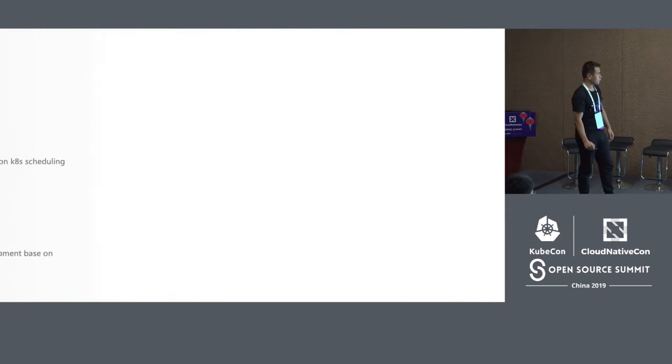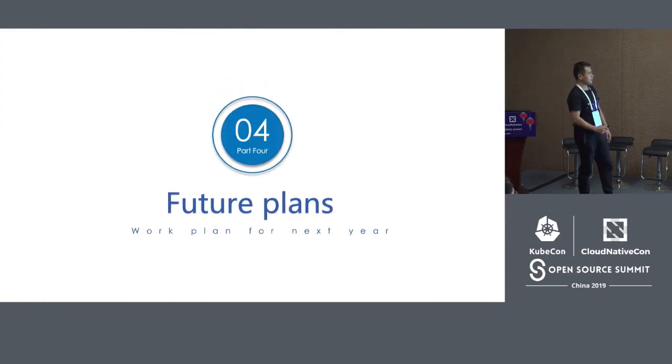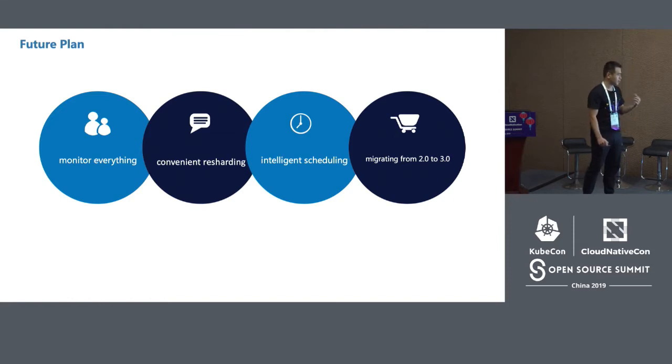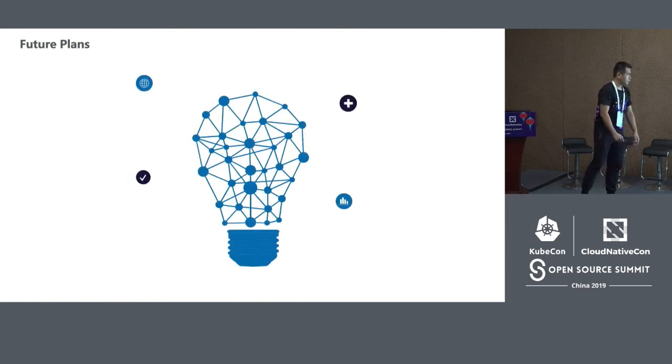And also we will provide specific VT gates to some of the big demand nodes in the clusters. We also have very detailed monitoring, and we also want to do more convenient operations on resharding and do the scheduling more intelligently, and migrate from 2.0 to 3.0, because 3.0 is able to satisfy more demands.